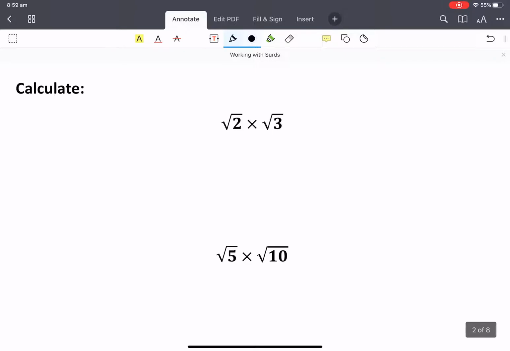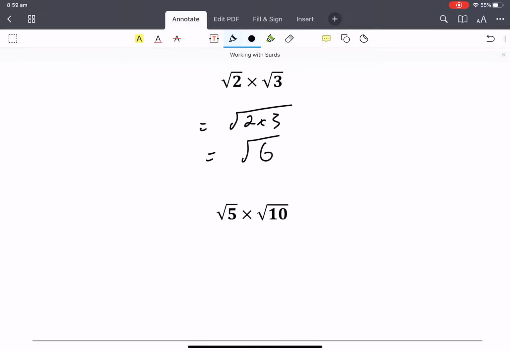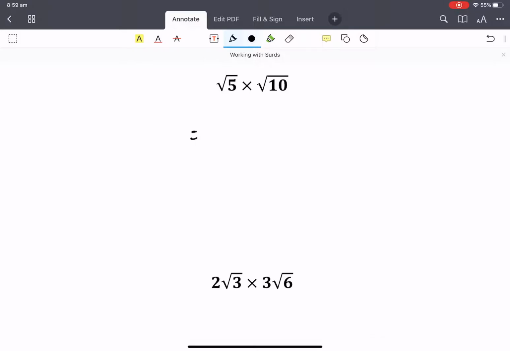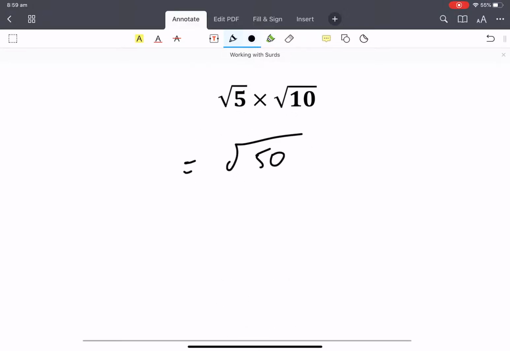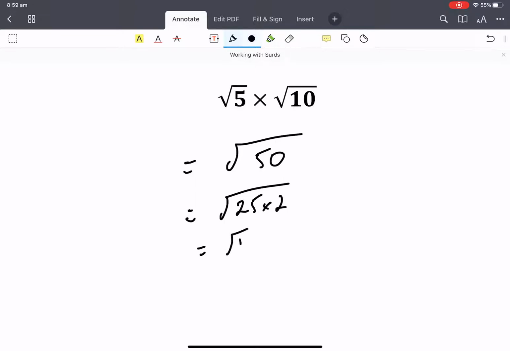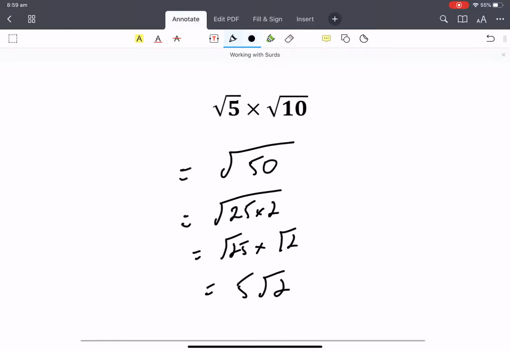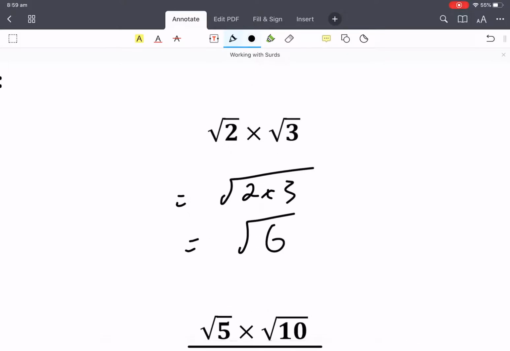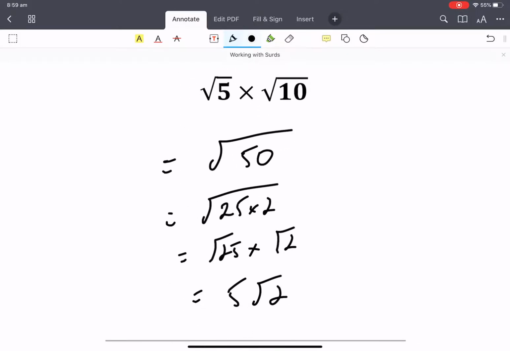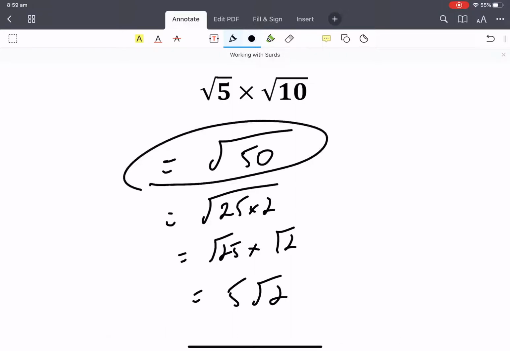Calculate root 2 times root 3. Well, remember, we can merge our radicals, which is root 6. How easy is that? Root 5 times root 10. Clearly you can see that that's root 50. Is that our answer? No, because root 50 can be simplified. So be careful, just because we can do some simple combining under that radical doesn't mean that that's all we need to do. We need to check our answer every single time, and we want to display our answer in simplest form.